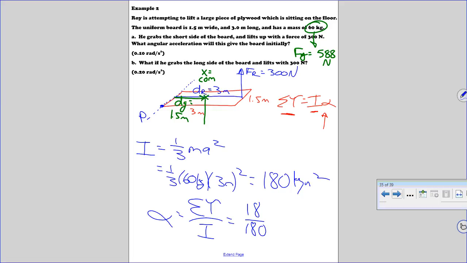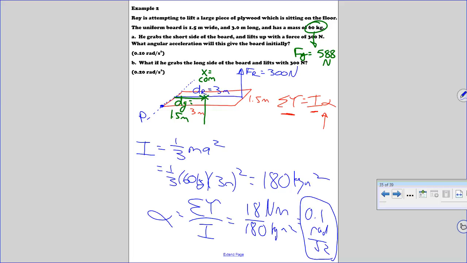Let's see what our units work out to be here. The 18 was the torque, so that's Newton meters, and then we're dividing it by kilogram meters squared. Remember, a Newton is a kilogram meter per second squared. When you multiply it by meters, you get kilogram meters squared per second squared. When you divide, everything cancels except for the per second squared, and the radians magically appear because of the derivation of this equation. So you end up getting 0.1 radians per second squared. Cool?